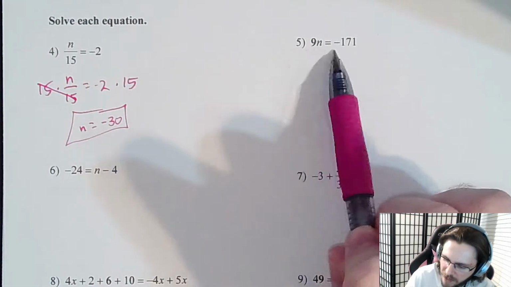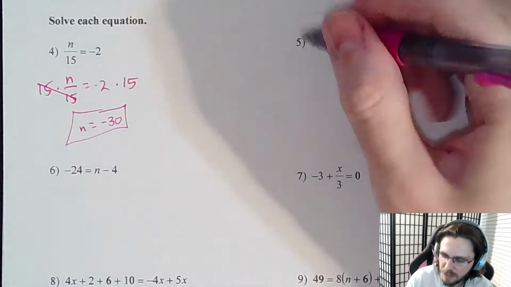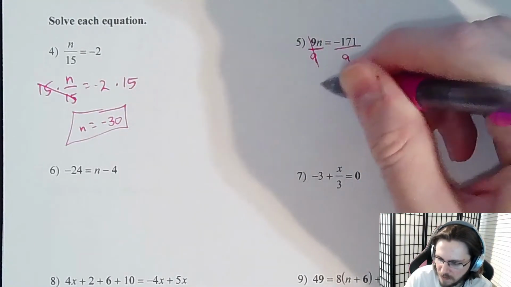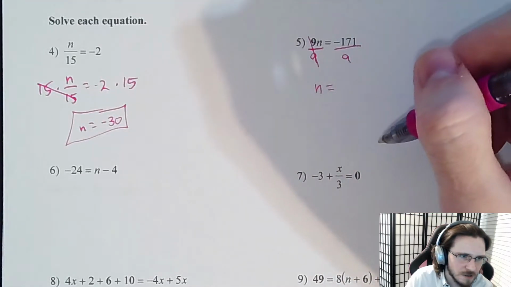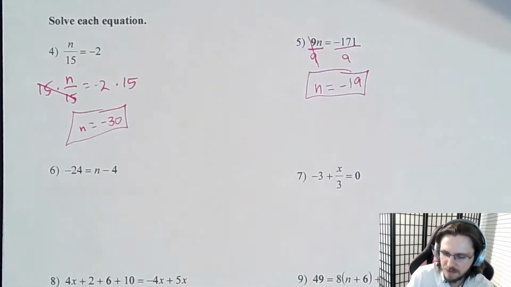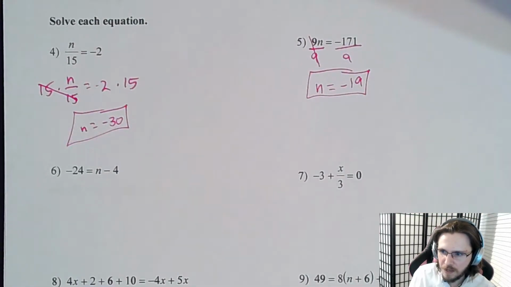Likewise, if I have n times 9 equals 171, how do I solve for that? Use that inverse operation. Divide both sides by 9. Do that cancellation. N is equal to, please use a calculator to divide these. You do not need to do them in your head. Beautiful. Continuing on, same exact process.